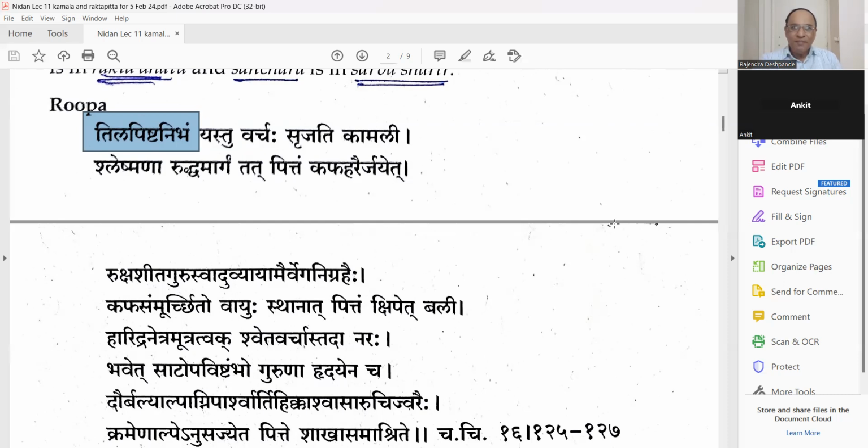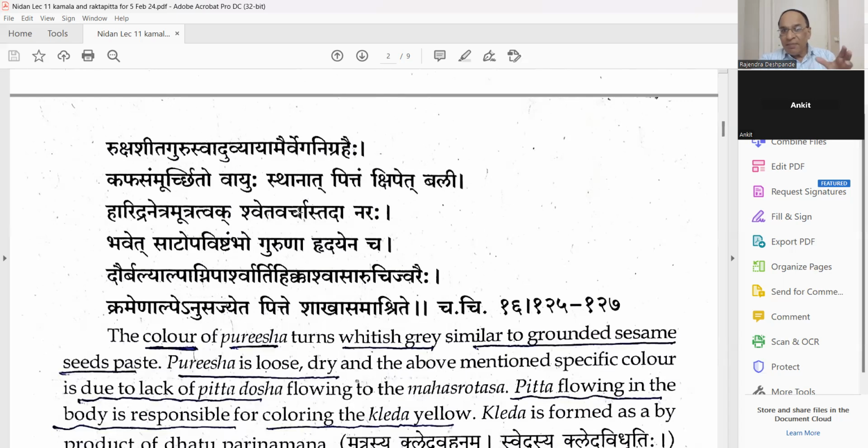Okay. So Kleshmana Ruddha Margam. Another important word is Ruddha. Obstruction is there. Why is this happening? Ruksha Shita Guruswadu Vyayamair Veganigrahi. These are the causes. Kapha Sammurchito Vayuhu Sthana Pittam Kshibet Bali. What will happen? Haridra, yellow color. The icterus. It is called icterus, meaning yellow color.